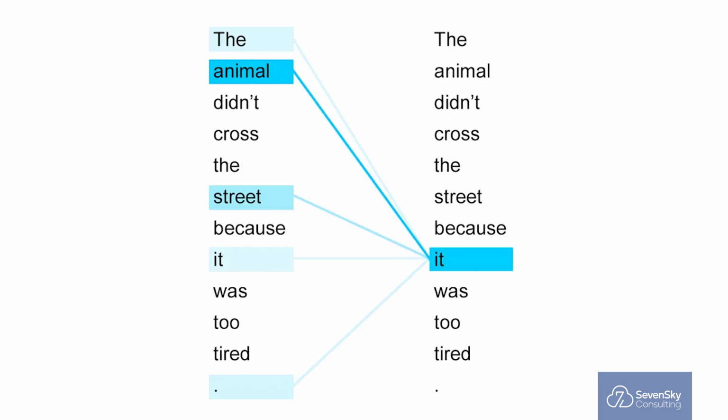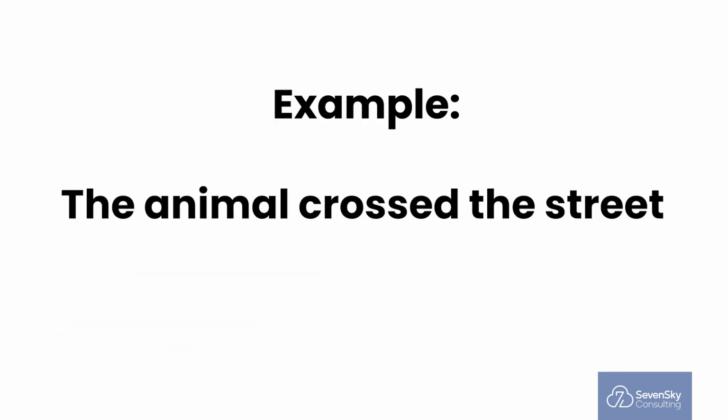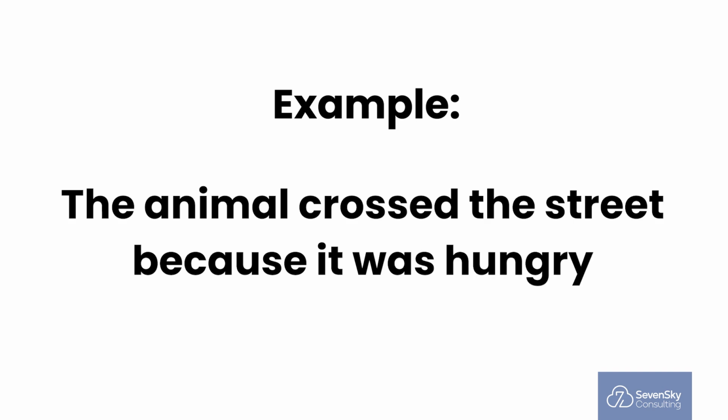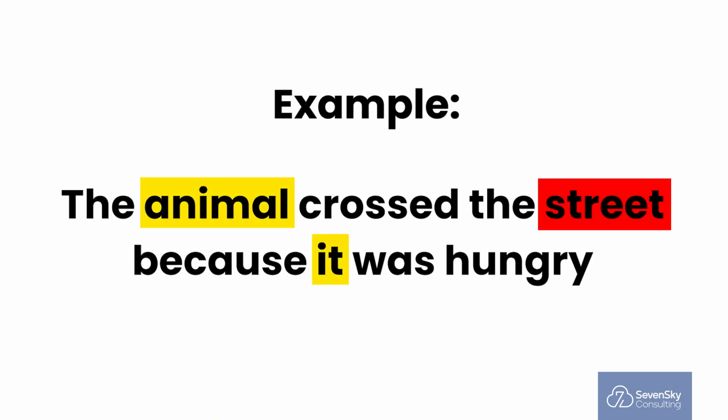Also, in some examples, thanks to self-attention, the model can determine which word a pronoun refers to. For instance, in the sentence, "The animal crossed the street because it was hungry," self-attention helps the model identify that it refers to animal rather than street.